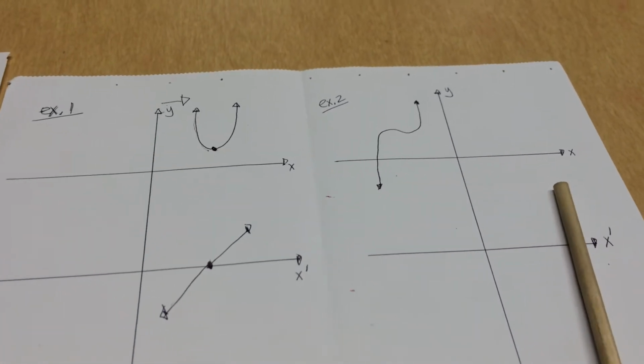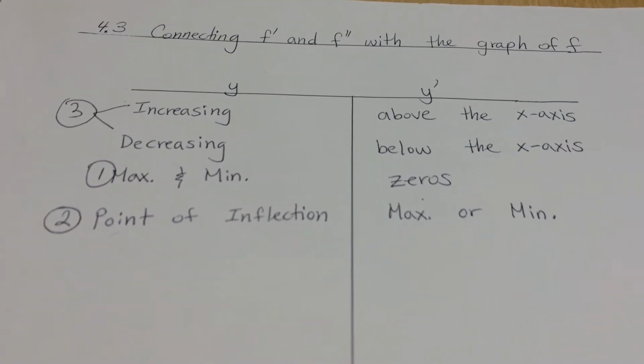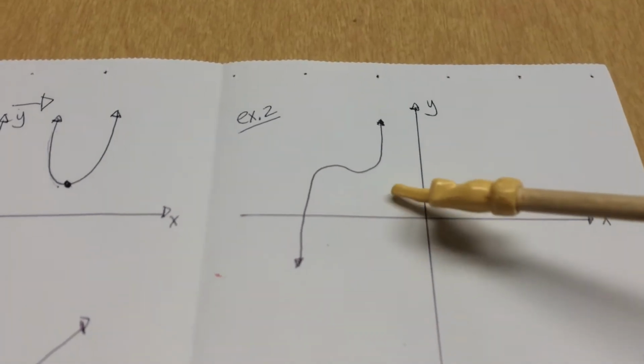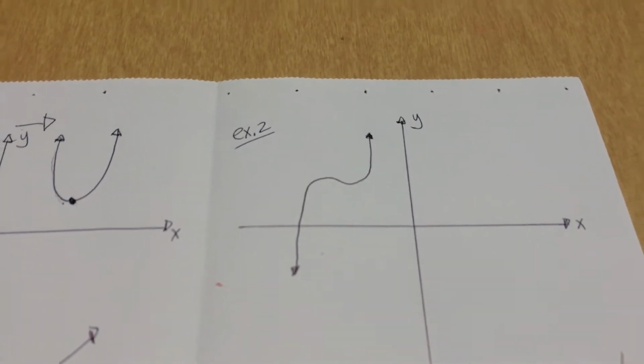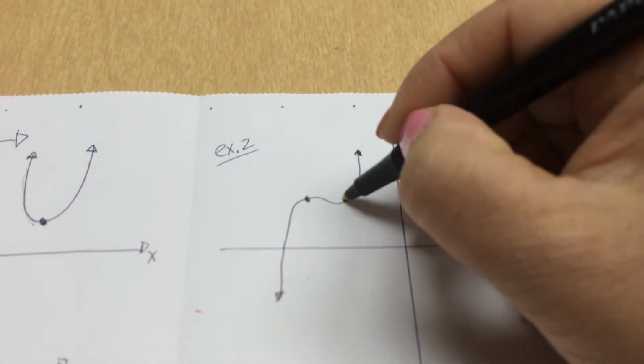Now example number 2, doing the same thing. We look at this and ask ourselves, the first thing is max or min, because that's number 1. Okay. So do I have a max or min? Well, sort of. I do have a max up here, and I have a min over here, right?